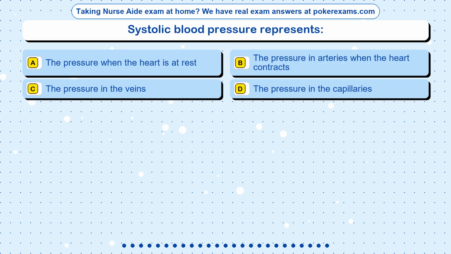Question 21. Systolic blood pressure represents: Option A. The pressure when the heart is at rest. Option B. The pressure in arteries when the heart contracts. Option C. The pressure in the veins. Option D. The pressure in the capillaries.